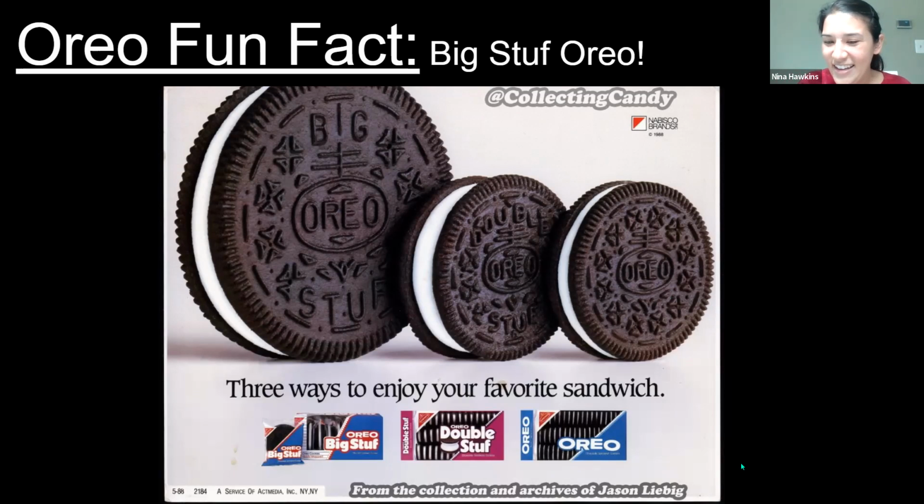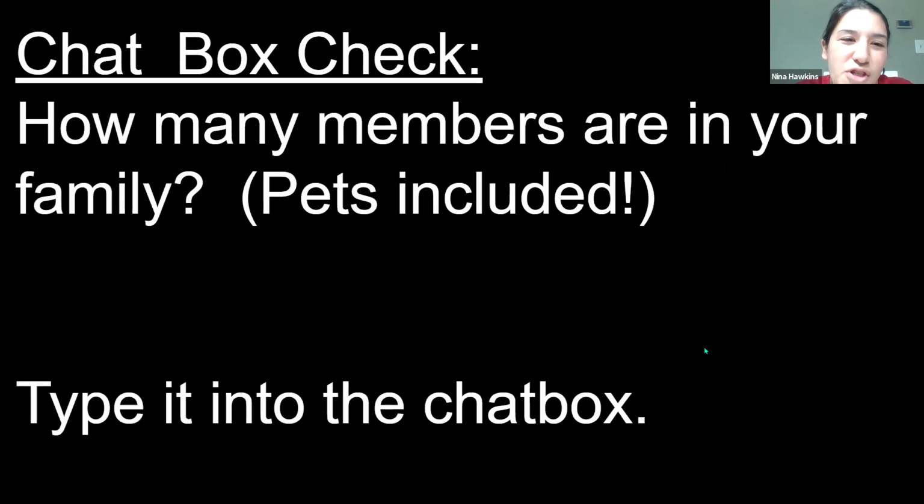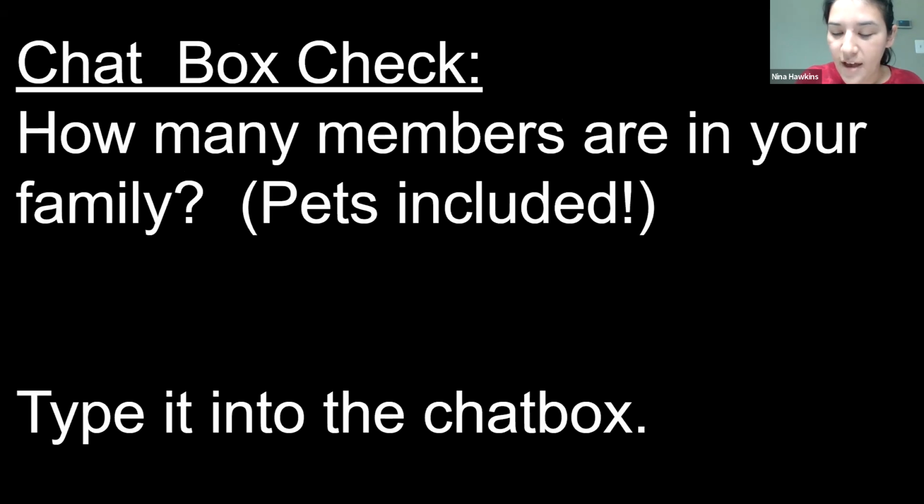All right, guys. Now we're going to jump ahead to our chat box check, our question of the day. This question asks, how many members are in your family? You can go ahead and count your pets. I always include my dog. And you're going to type that number right into the chat box. So I'm going to type a 5 because I've got me and my husband and 2 children and 1 dog.